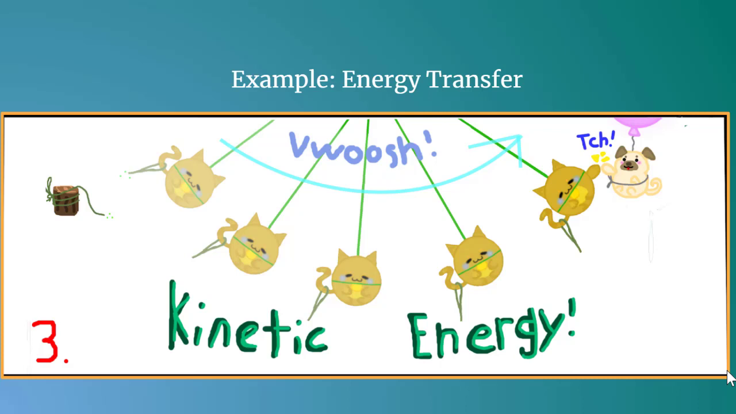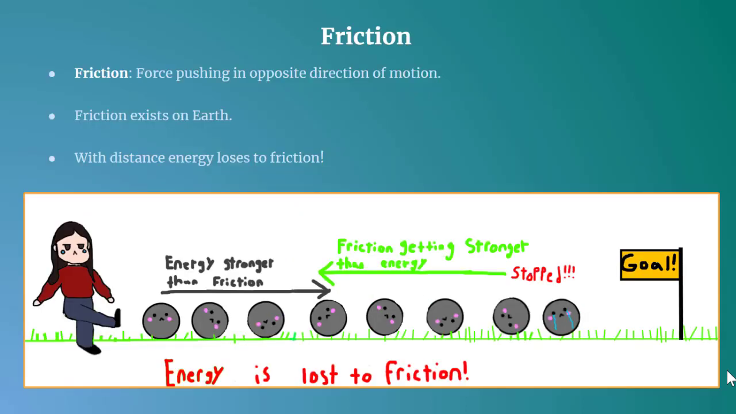Now, something else important to our conversation on energy transfer is the concept of friction. Friction is a force that pushes in the opposite direction of motion. To say this more simply, friction slows down moving objects. Friction occurs when two things rub up against each other.